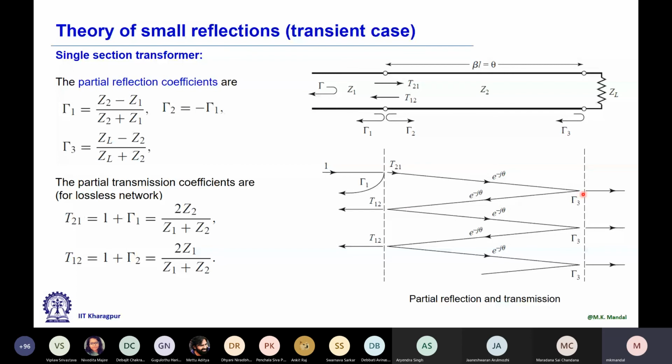Then how to determine the value of gamma 3? This is with respect to Z2 and ZL. So ZL minus Z2 by ZL plus Z2. Now it is coming back here and it sees this junction once more. As it travels back and forth, its amplitude is also decreasing, right? So at this junction, now we have one more reflection here.